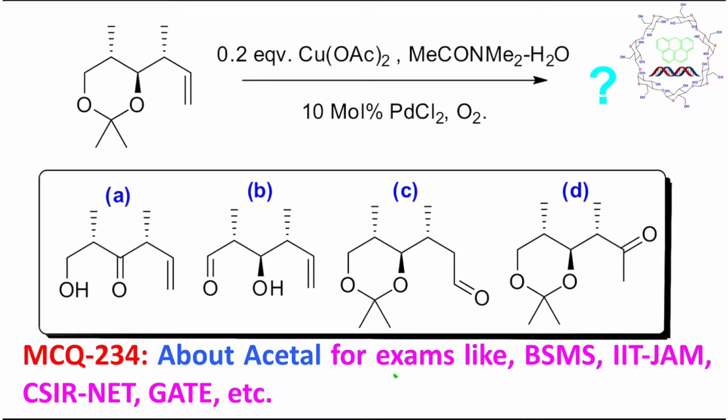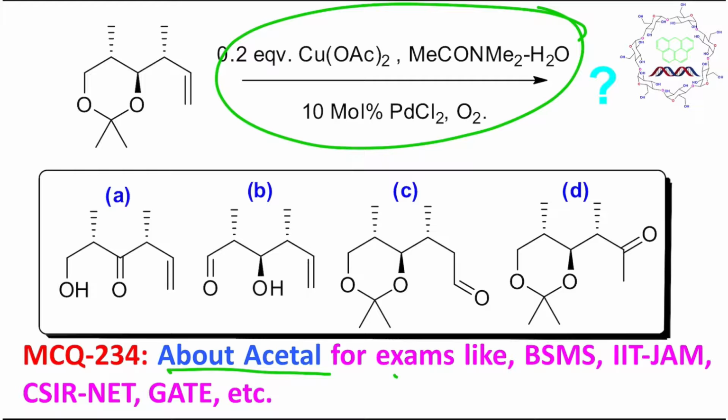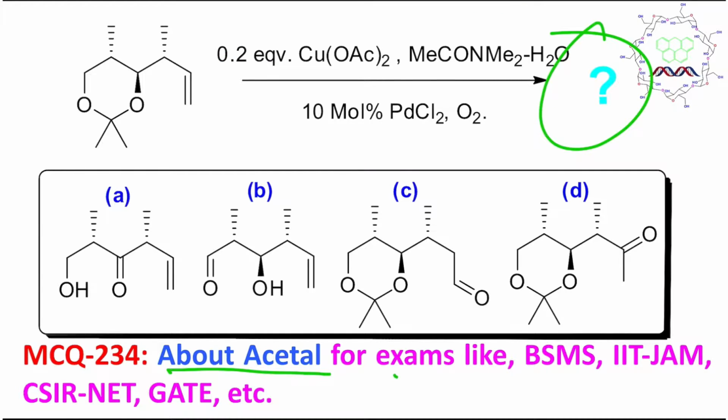Today's topic of discussion is about acetal. Actually it is not acetal, it is actually ketal, but sometimes people call it that. Now, you have to say after this reaction what is the major product. Four options are provided and one of them is the right answer. This problem is pretty easy.